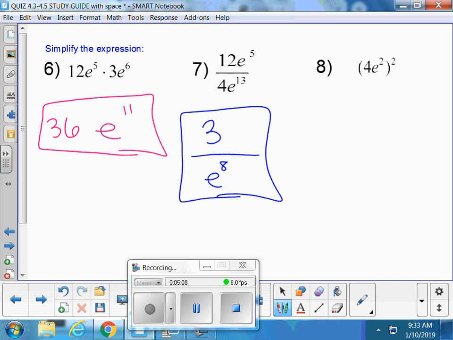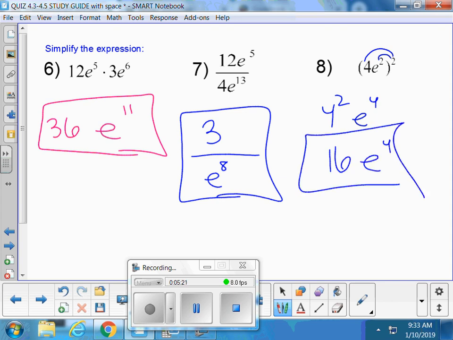And then number 8. That 2 on the outside has to distribute to everybody. So we have to do 4 squared, and we have to do e squared squared. Now that 2 and that 2 will multiply, so it'll be e to the 4th. But the final answer will be 16 e to the 4th.